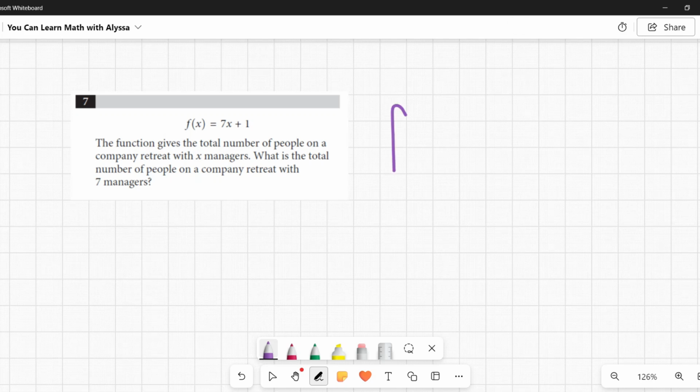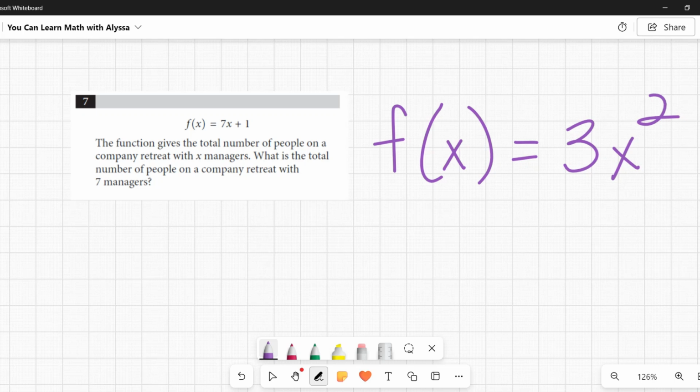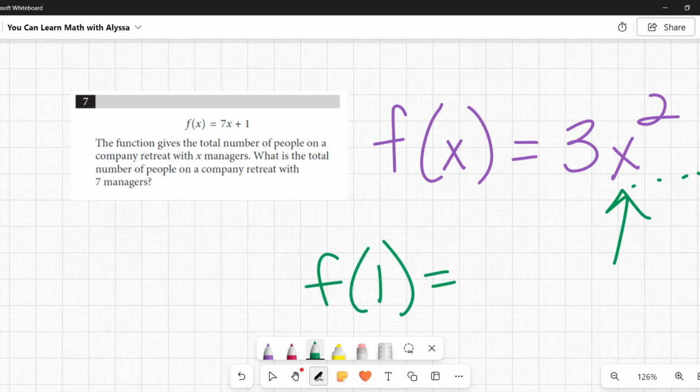Anytime we have a function, like say f of x equals, I don't know, 3x squared. Doesn't matter. Just a function. What they're saying is if I pick an x, like f of 1, my x I've chosen is 1. What will happen when I plug 1 in and then I do all the math? What result do I get? That result would be what f of 1 is.